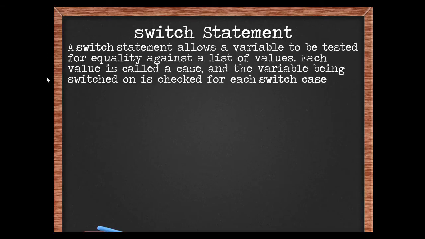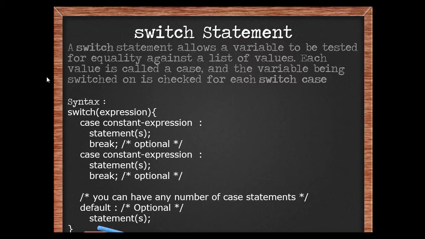A switch statement allows a variable to be tested for equality against a list of values. Each value is called a case, and the variable being switched on is checked for each switch case. The syntax begins with the keyword switch, followed by an expression in parentheses. The expression should match one of the cases available within the switch statement.